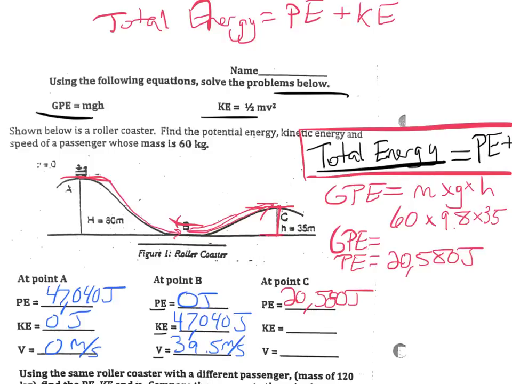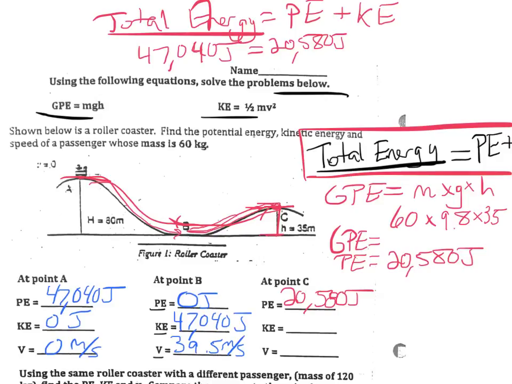I already know the total energy available. What was the total energy that this roller coaster started off with? Well, it was 47,040 joules. And I also know the potential energy at point C. I know the potential energy that the roller coaster has gained back. It has gained back 20,580 joules. And according to my total energy equation, whatever's left over has to be made up by the kinetic energy.